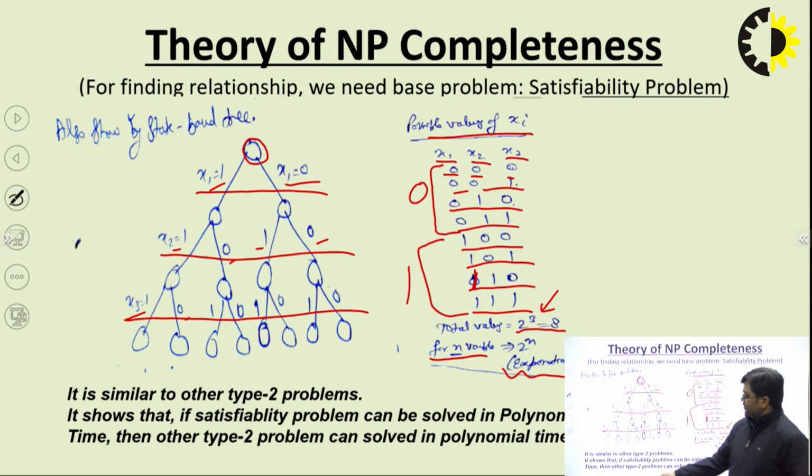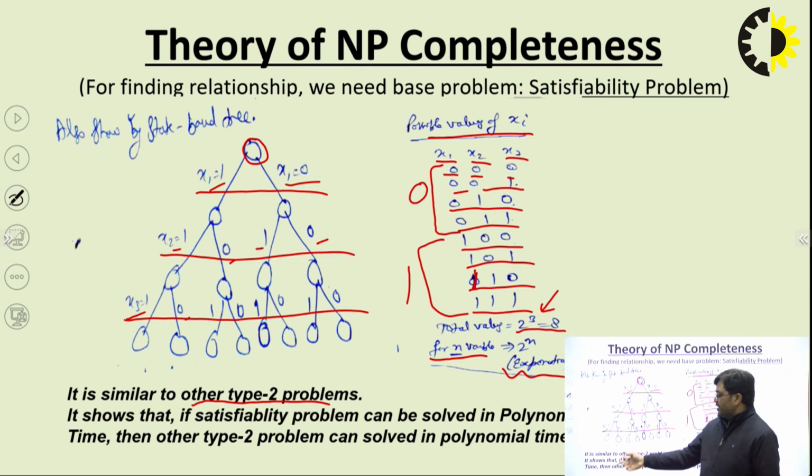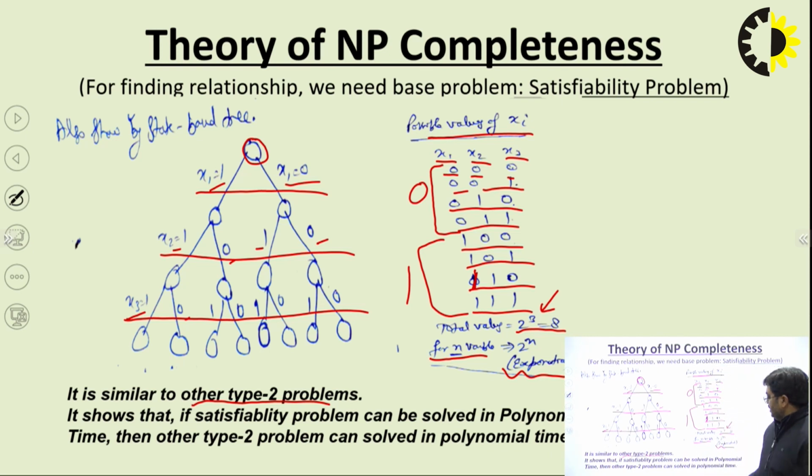Then we can show this state based tree like all the type 2 problems which are taking 2 raised to power n. Means we can create the state based tree for all the type 2 problems like this satisfiability problem. It is similar to other type 2 problems. If we are able to design the state based tree for any problem, and we can draw this type of tree with all possibilities like this, then we can say it is similar to the type 2 problem, which is also taking similar time, which is 2 raised to power n.